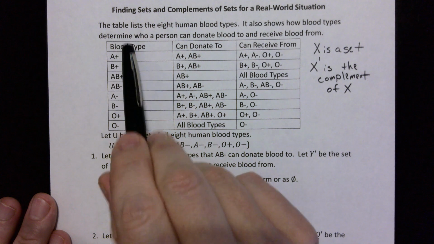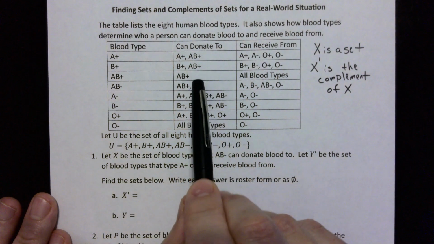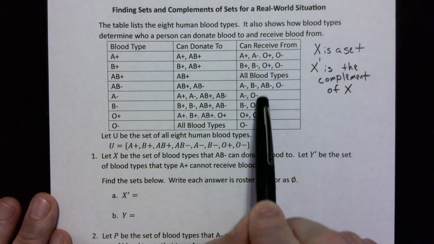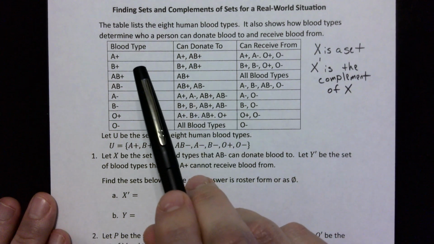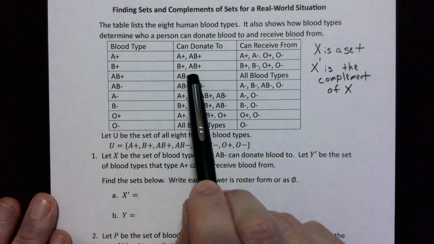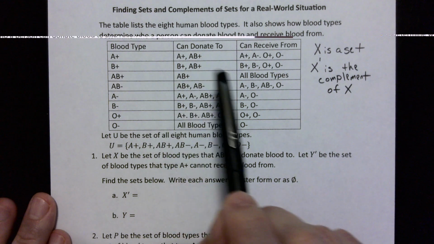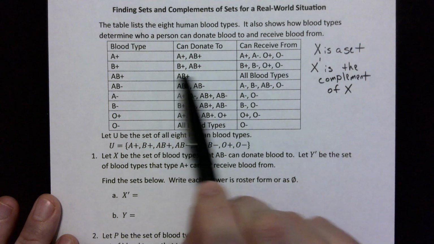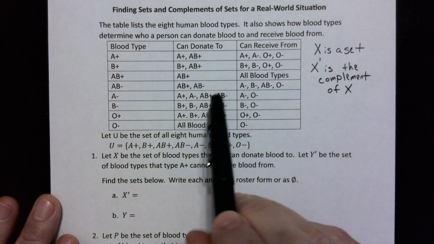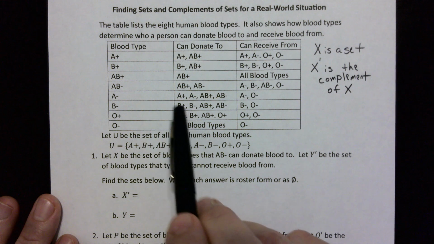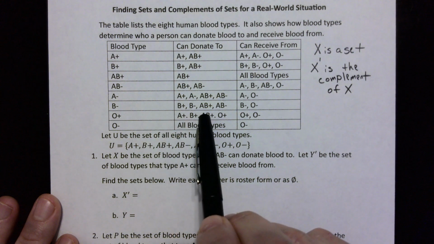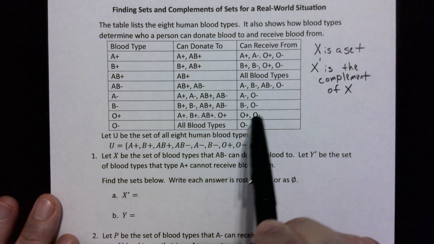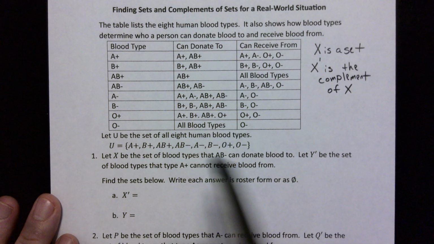So here are the blood types. This is who they can donate to, and this is who they can receive from. For example, AB positive can donate to AB positive only, but they can receive from everybody. So AB positive can take any blood type. Or let's say O positive: they can donate to A plus, B plus, AB plus, and O plus, but they can only receive from O positive and O negative.